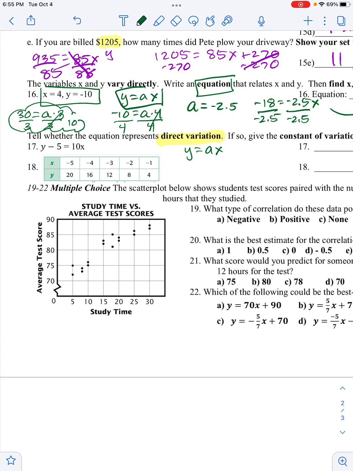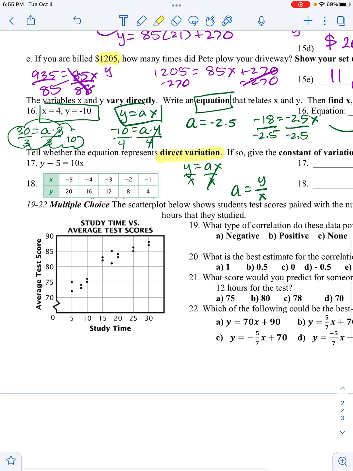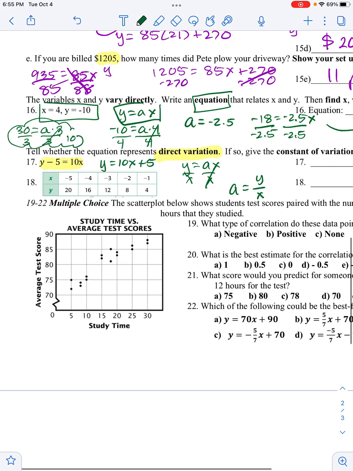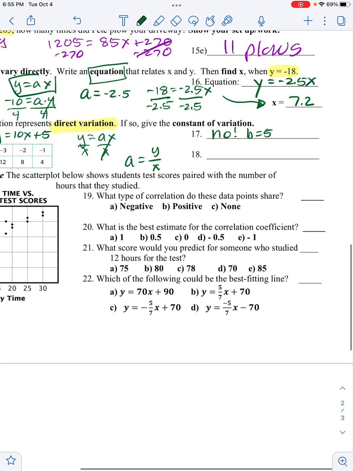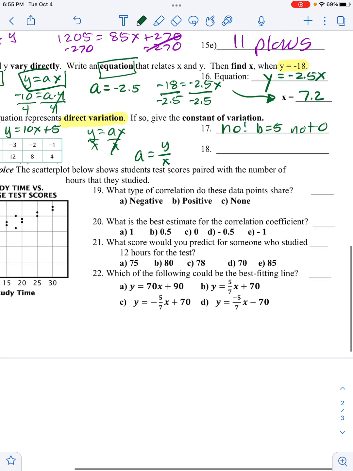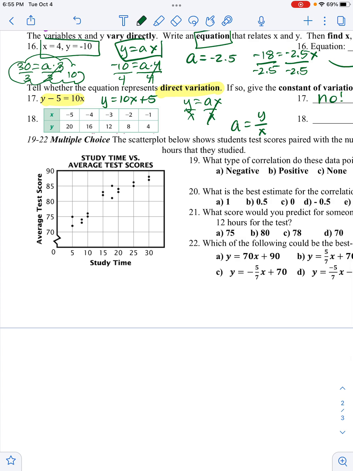To find that value, if you can't see it with your eyeballs, you would end up having to think about it this way: if there's a constant of variation, the y divided by the x has to be the same number all the time. So in this one, I need to get the y alone, and I do that by adding the 5. So I get y equals 10x plus 5. But that is not a direct variation because your b value equals 5, not 0. And it has to go through (0, 0), and that one wouldn't. It would start at 5.